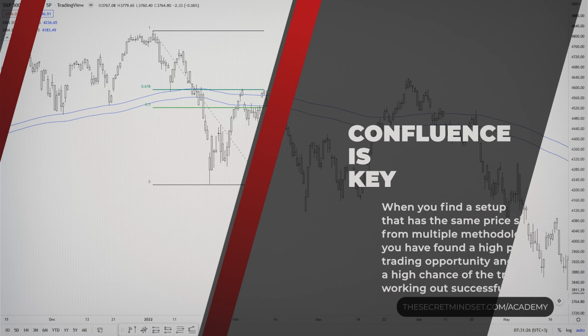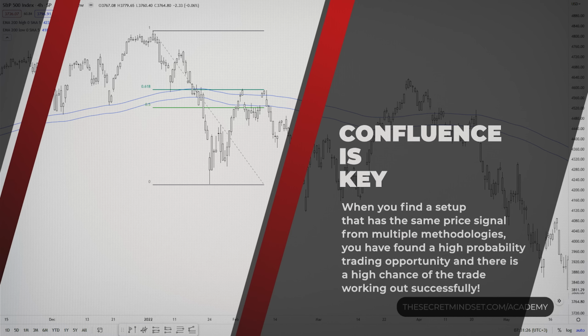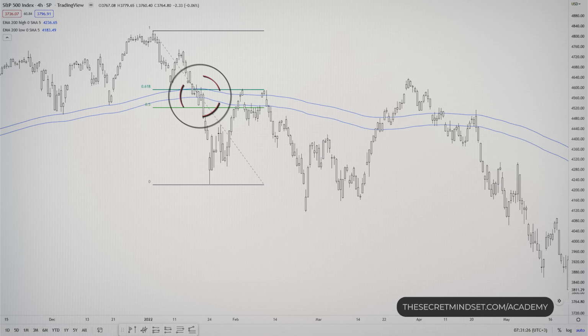When you find a setup that has the same price signal from multiple methodologies, you have found a high probability trading opportunity, and there is a high chance of the trade working out successfully. Finding a confluence is key and could eliminate noise when it comes to validating a signal.